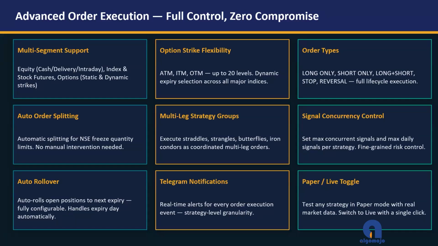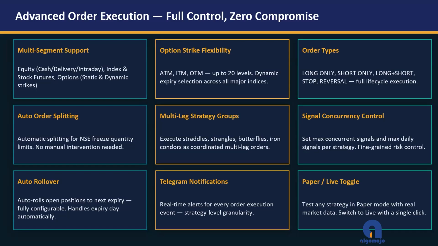This slide covers the execution feature set, the things that differentiate Algomojo from a basic webhook to order pipeline. We support multi-segment, including equity cash, delivery, intraday, index futures, stock futures, options on all major indices. Everything is under one platform. So if you log into Algomojo, you should be able to carry out all your trading and investment requirements from one platform here. You need not have multiple things open. You can manage all your trading and investment activities from this software itself.